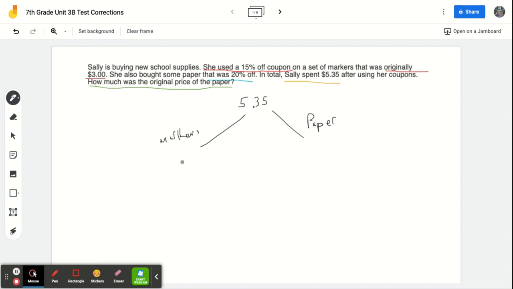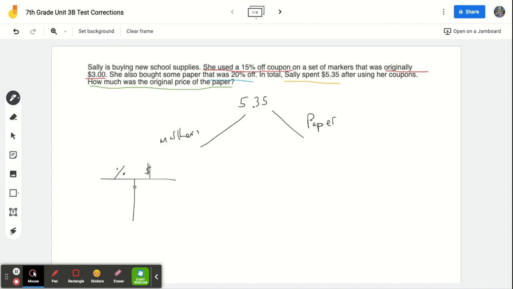It says the original was $3 and the coupon was for 15% off. There's a couple ways that you guys can try to find this. You can use the equation for finding a percentage, or you can use one of the tables, the percentage table that I taught you how to use. So I'll go ahead and use the table. I'm going to put the percentages on this side, and then my money will go on this side.